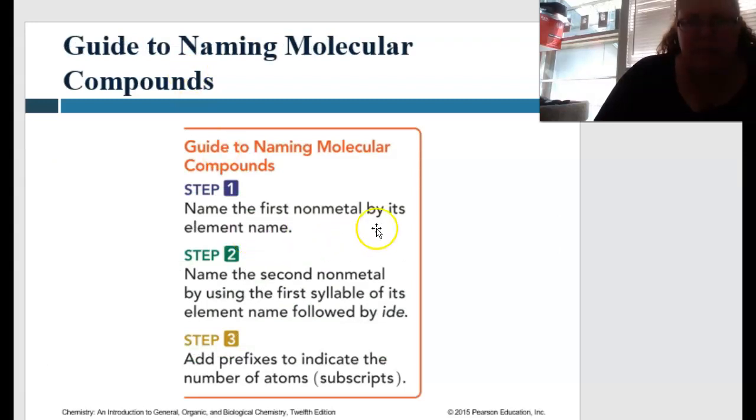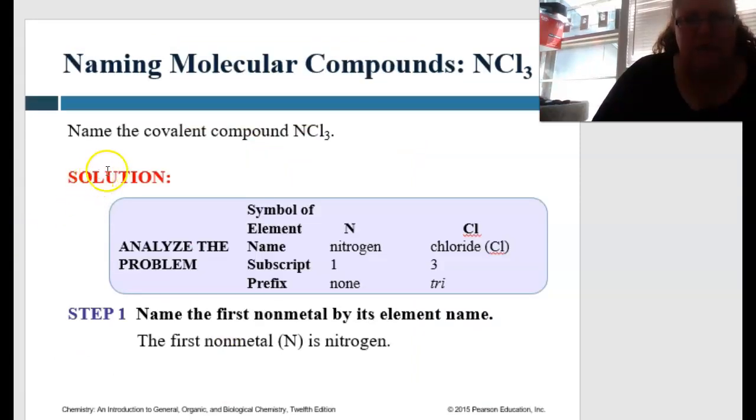Name the first nonmetal by its elemental name, then name the second nonmetal by using the first syllable of its element followed by ide, and then add prefixes to indicate the number of atoms. That's the number in the subscripts. So let's name the covalent compound NCl3. N would be nitrogen, and then we have chloride, but there are 3 of them with that subscript, so that would give us the prefix tri.